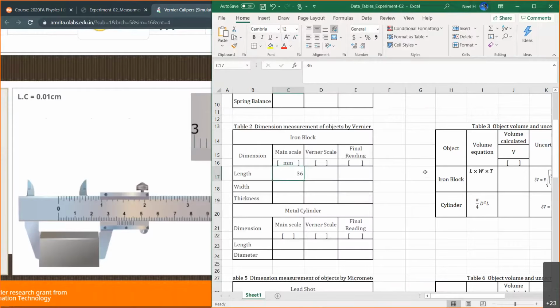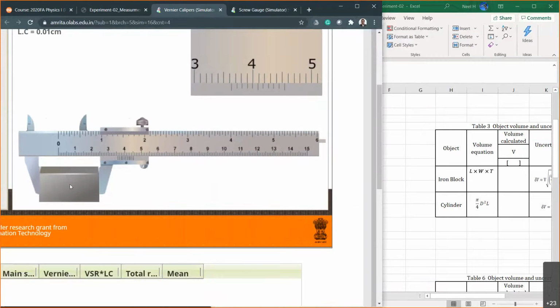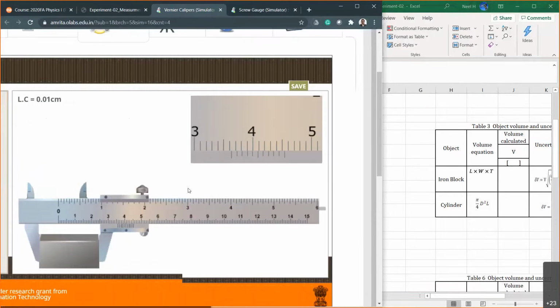How you measure that: now I have the main scale reading, right? 36 millimeters. If you measure this length with a meter ruler, that's what you're going to read. You can't read anything beyond that. That's the idea of this instrument. Now, you can actually read beyond that. What does beyond that mean?